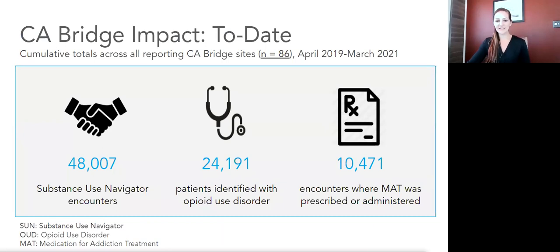Okay, so here is the California Bridge impact to date. So far with all of our sites, we have connected over 48,000 patients with substance use navigators. Over 24,000 have been identified with an opioid use disorder, and there have been over 10,000 encounters where medication was prescribed or administered to a patient, which is absolutely amazing.